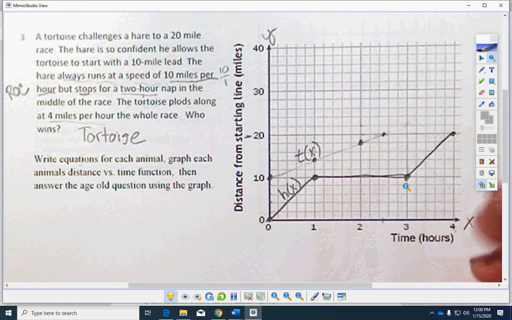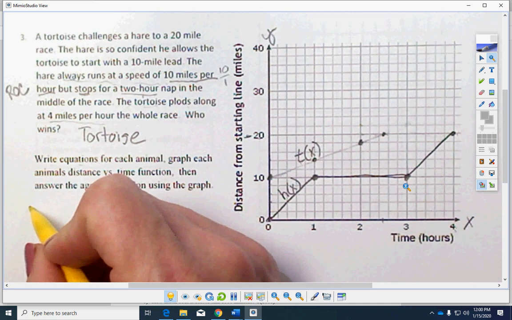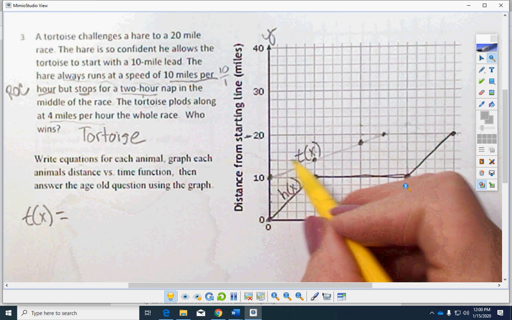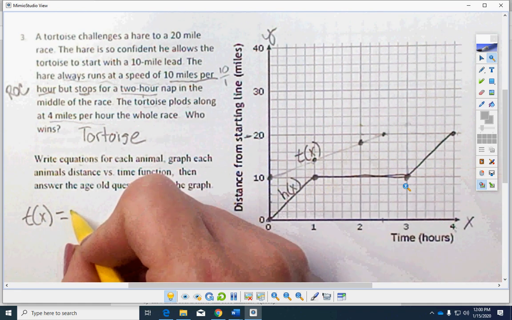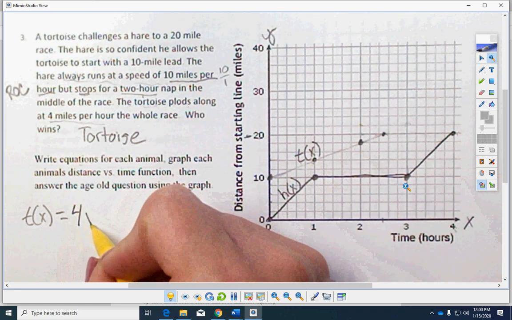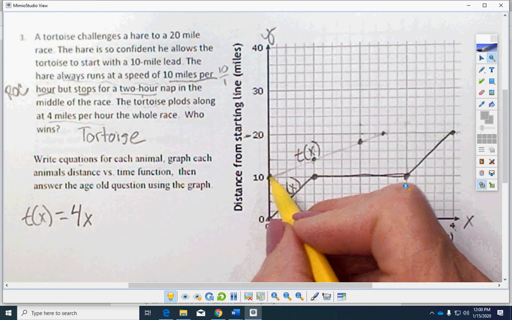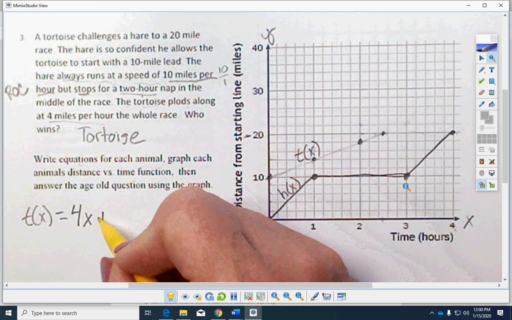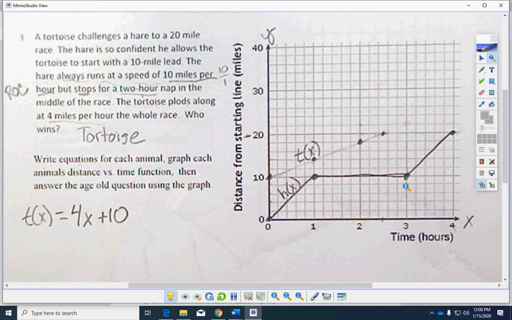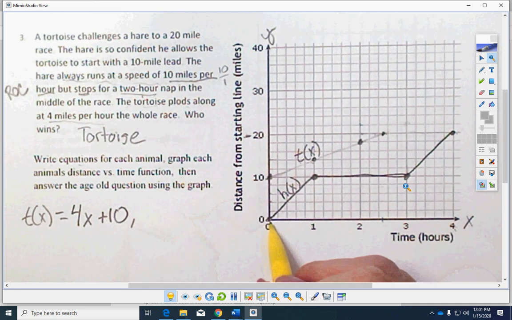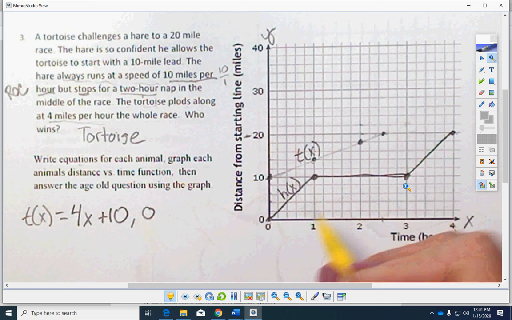It's really not a piecewise function, I guess, but we'll say that t of x equals, remember he went 4 miles an hour, so we know his rate of change is 4. We used x as the time, and he started, remember, with a 10-mile lead. This exists from when x is 0 to when x is 2.5.